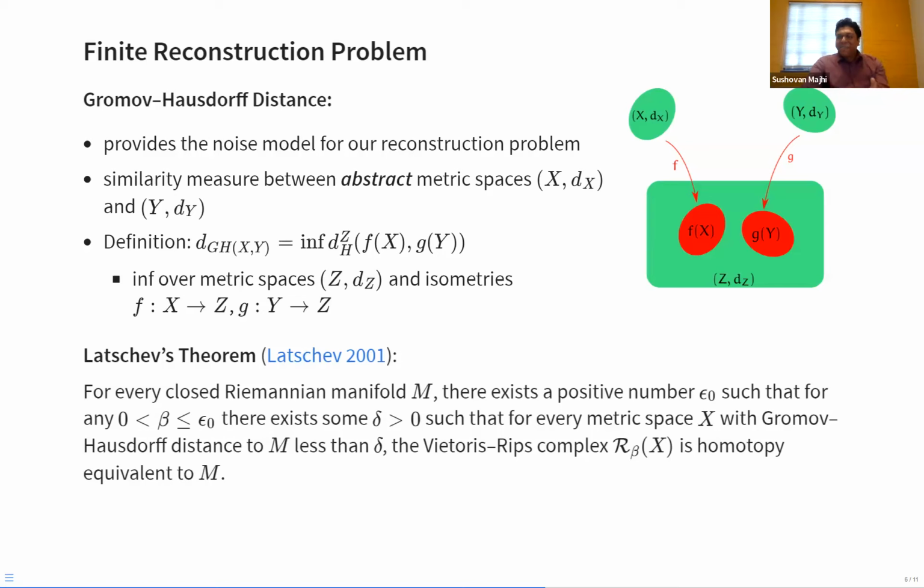All right, very nice. So we have Latschev's theorem here. Let's move on. The takeaway from here is if you have a closed Riemannian manifold and a finite sample, they're very close in Hausdorff distance, it's possible, again, qualitatively, to find a bound on the scale parameter that you are going to choose, the beta, so that if you grow your Vietoris complex on the sample up to beta, you still have the same homotopy type as M. So you can topologically reconstruct M.